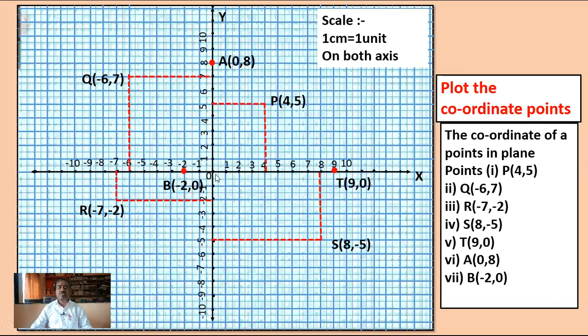What is the coordinate of point origin? Coordinate of origin is always 0, 0. X coordinate is 0 and y coordinate is 0. And last coordinate, point C. X coordinate is 0 and y coordinate is -7. Therefore, point C lies on the y-axis at point -7. At this point, -7, point C lies on the y-axis.